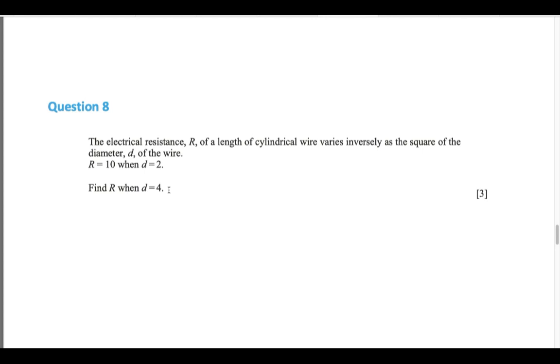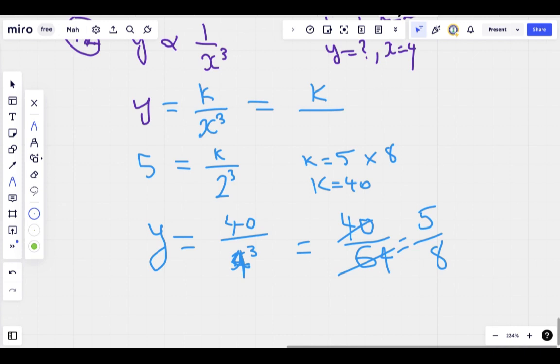Here they said the square of the diameter. So do they mean d squared? Yep. The electrical resistance R of the length of cylinder wire varies inversely as the square of the diameter d of the wire. That means R is inversely proportional to d squared. Remember, it's inverse proportionality, right?